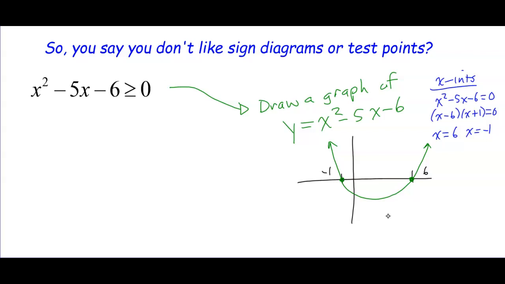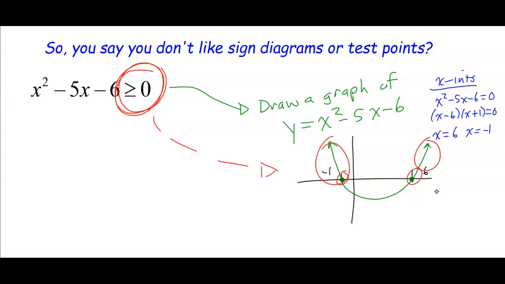So if you're looking at that picture, compare that picture to this inequality we've got over here. We want to know where that green graph is above, greater than or equal to 0. So, in other words, we are looking for this part here and that part there. This stuff in between, in here in the middle, this part is below 0. It's not above it.